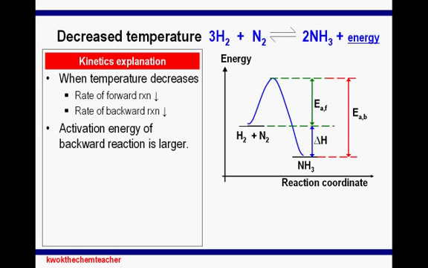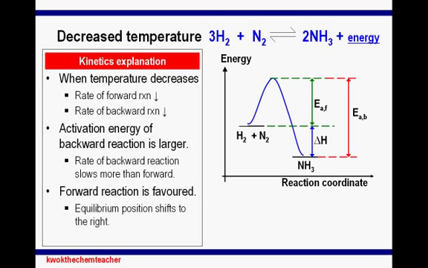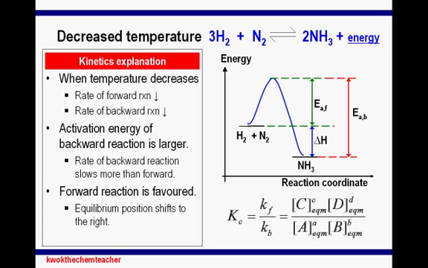You could see that the activation energy of the forward reaction is smaller than the activation energy of the backward reaction. As a result, when you decrease temperature, the rate of the backward reaction will slow down more than the forward reaction. As you can tell now, the forward reaction will therefore be favored. Our equilibrium position will shift to the right.